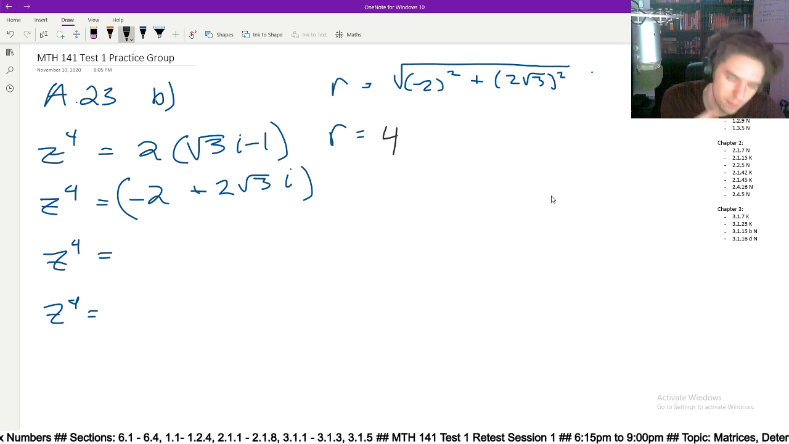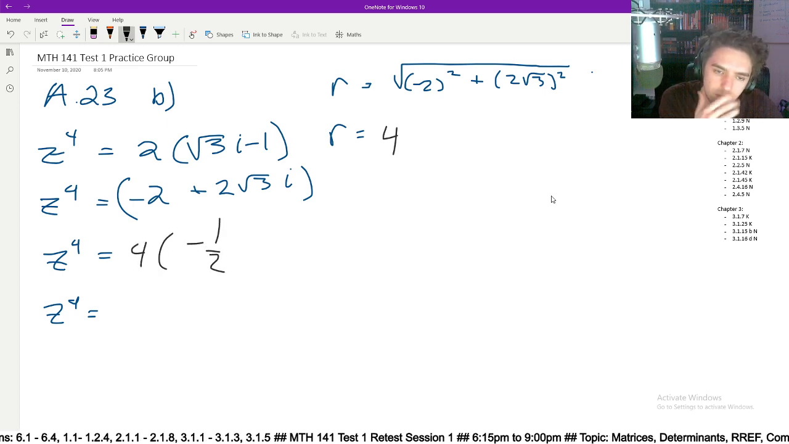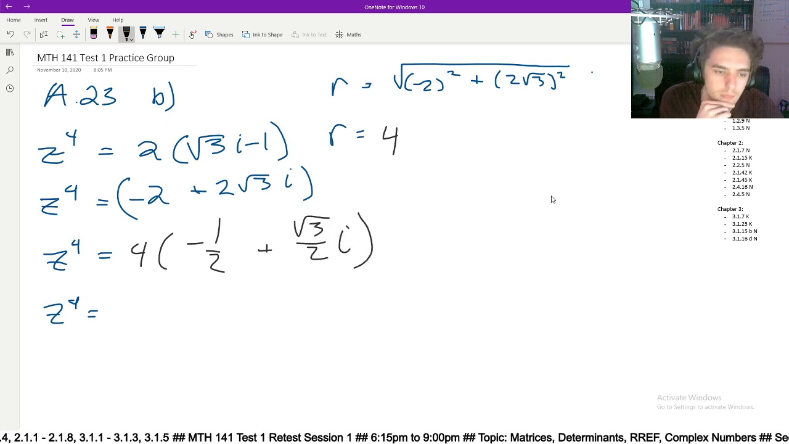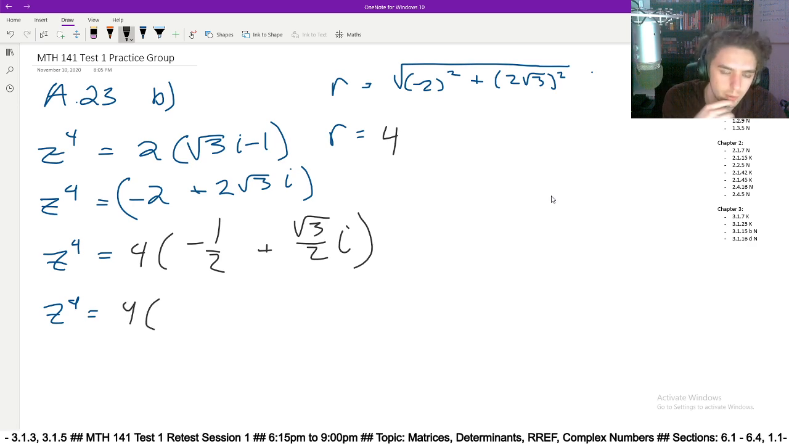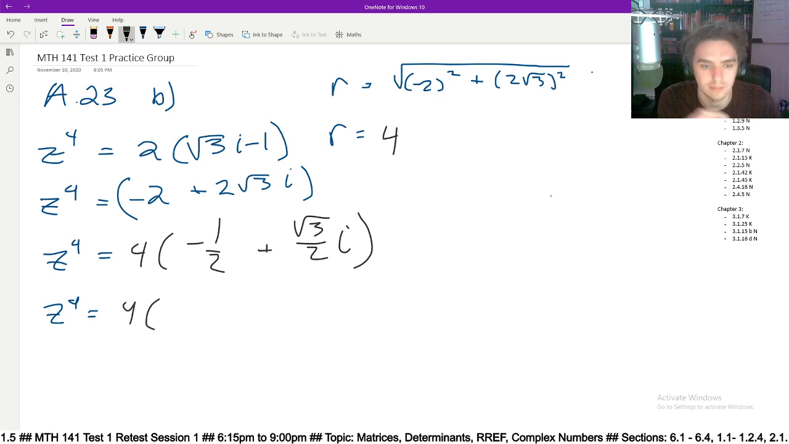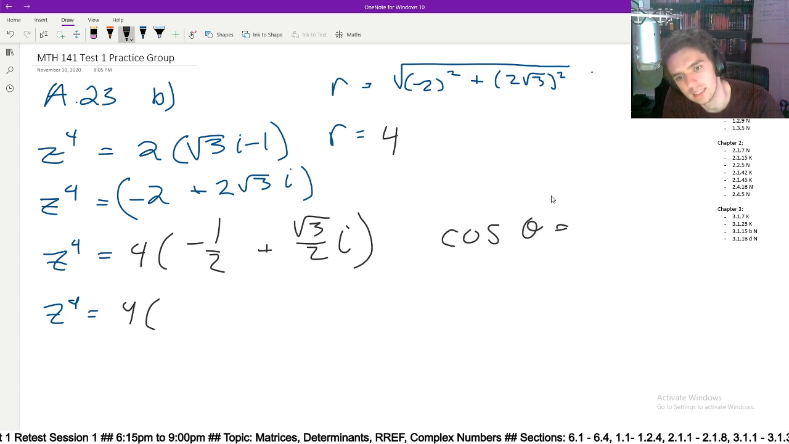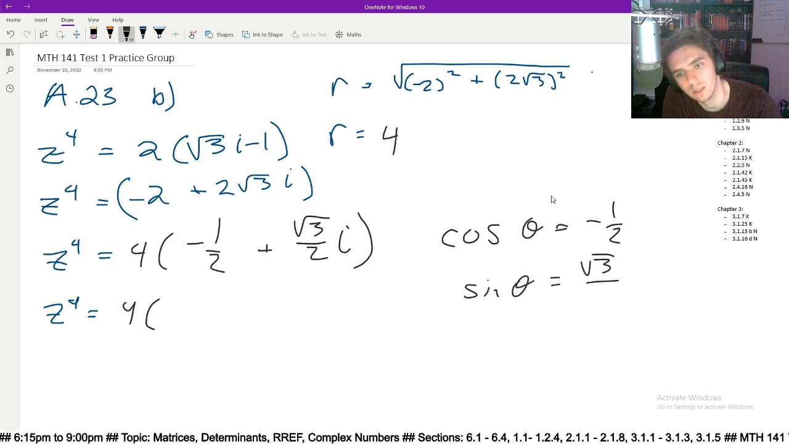So I can factor out a 4 pretty easily. Factoring out a 4, it's negative a half plus root 3 over 2I. Okay. Now I can write this in polar form, right? So starting to write in polar form, we know cos theta has to equal negative a half. We know sine theta has to equal root 3 over 2.